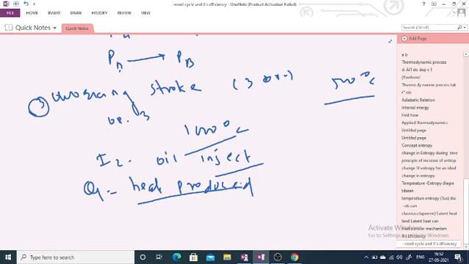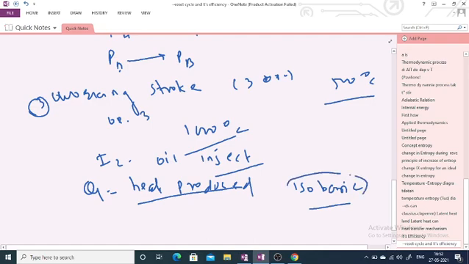So in this case the pressure is constant, so it is called an isobaric process. The difference is that in the Otto engine the volume is constant, which is called an isochoric process. So in a diesel engine heat is absorbed during the isobaric process, and in an Otto engine heat is absorbed during the isochoric process.